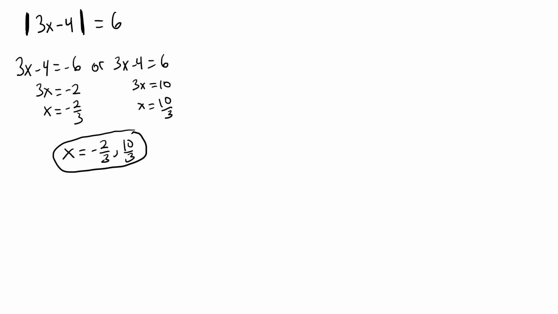Let's try another one. So how about the absolute value of 5x plus 2 equals 17. So what number or numbers are 17 units away from 0? That'll be negative 17 and 17. So we're going to let 5x plus 2 equal both of those values in our separate equations.